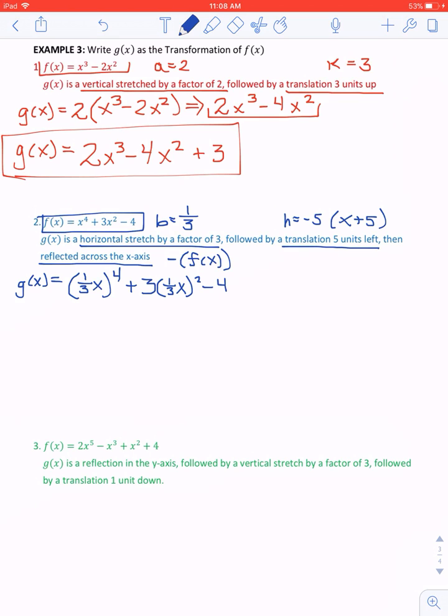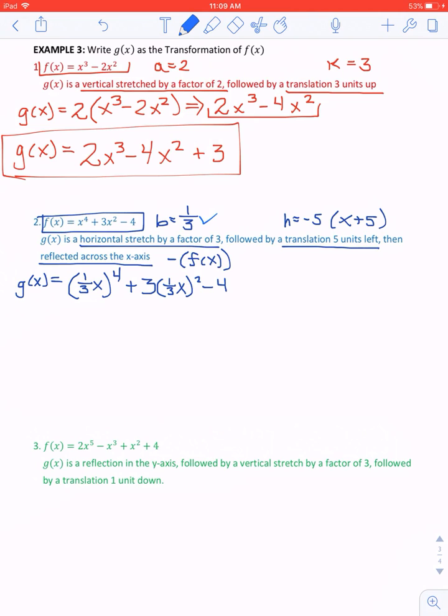Can you simplify those? No. If you said yes, change your mind. We cannot simplify those unless you actually do 1/3 to the 4th and 1/3 squared, which I don't suggest you do. You cannot distribute that 3 into 1/3 x and make that just 1x, because the 1/3 x is being squared, the 3 is not being squared. So never, ever, ever distribute inside parentheses when there is an exponent. Okay, b, done. How about our h value?